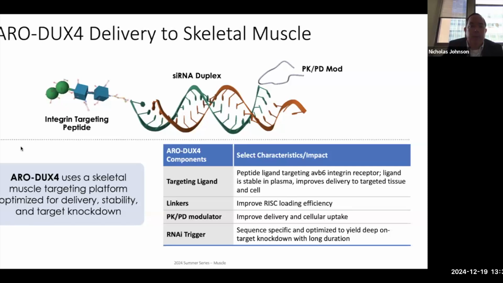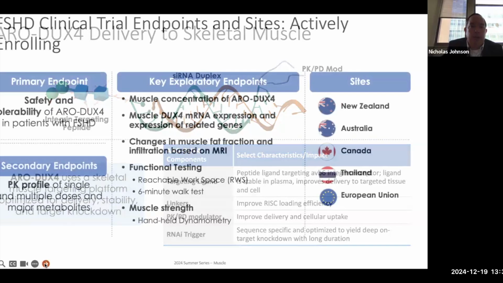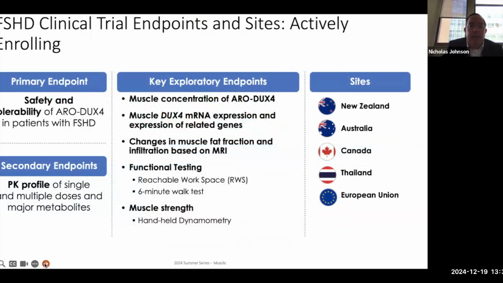A very, very similar approach. This trial is just getting going now, so we don't really have any data about the outcomes of it. You can see that this trial is not being conducted in the United States, but really initially started in New Zealand and Australia, but has since gone to Canada, Thailand, and the European Union.